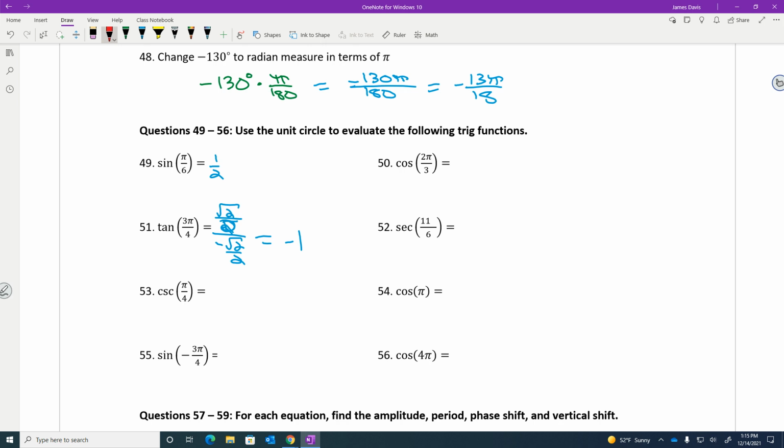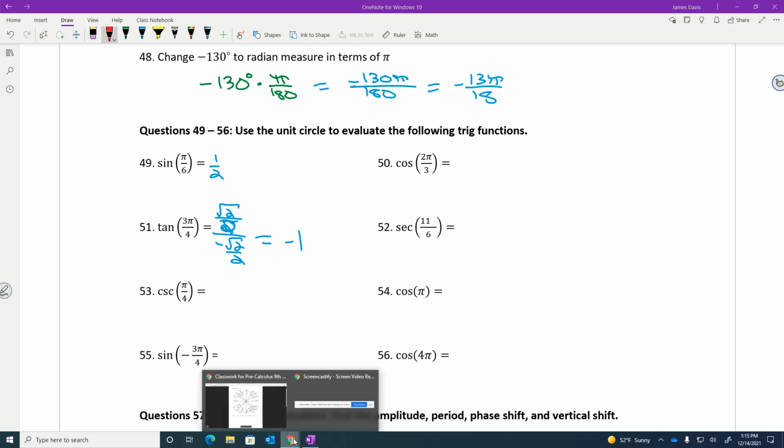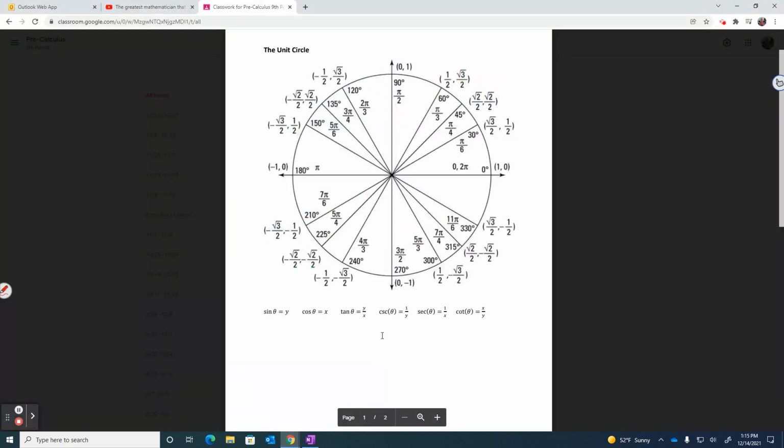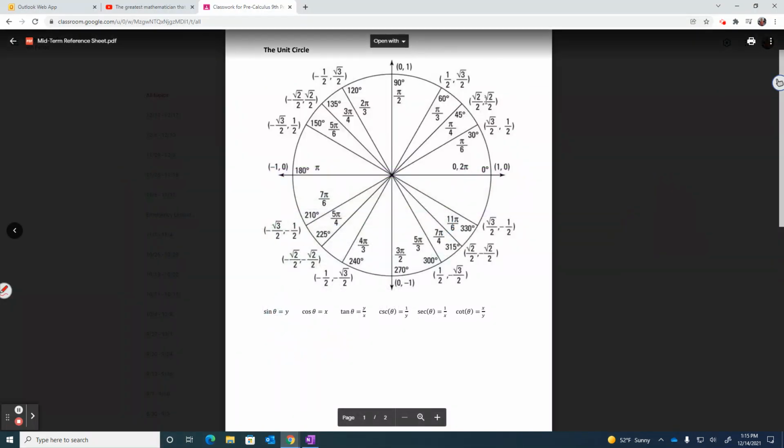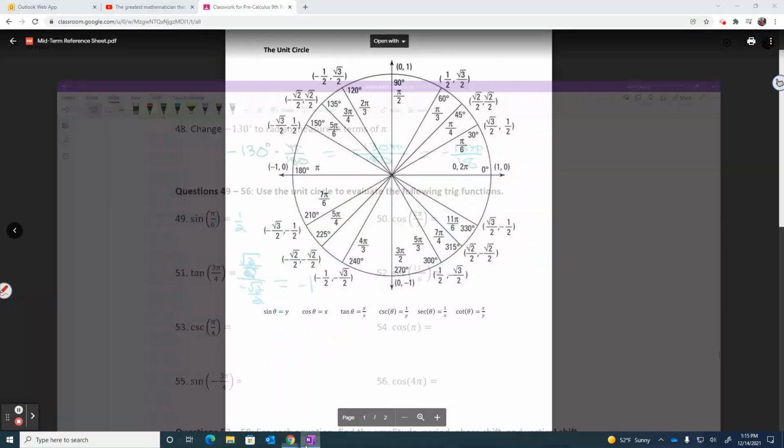If you keep change flip, you'll see they do cancel. All right, and then like cosecant, if you don't know what cosecant is, you can look at this. Cosecant is 1 over sine, which is 1 over the y. So we want to find the y coordinate at pi over 4, which is radical 2 over 2.